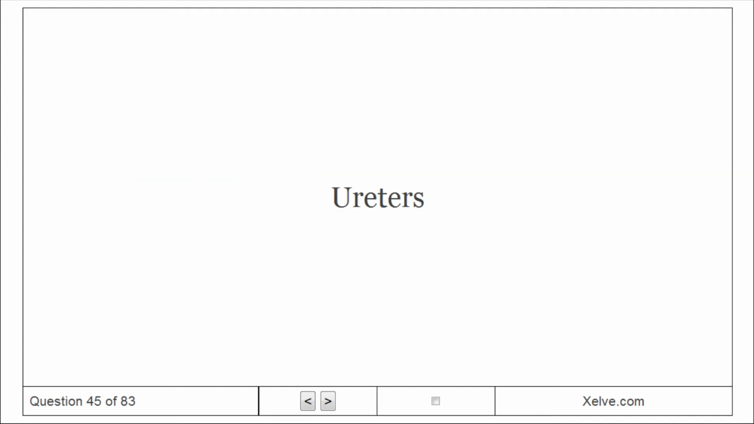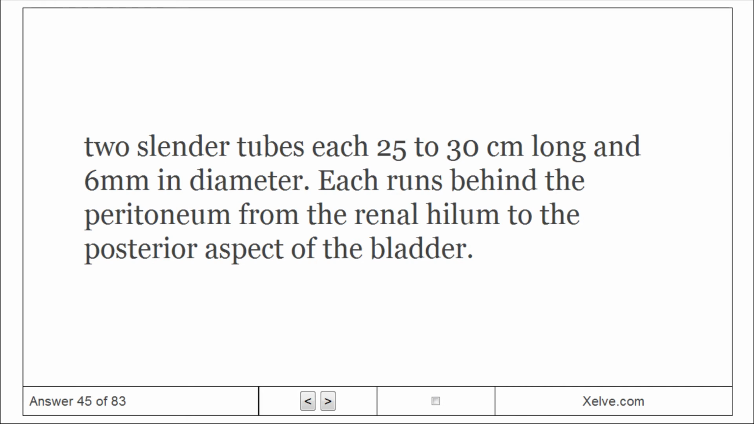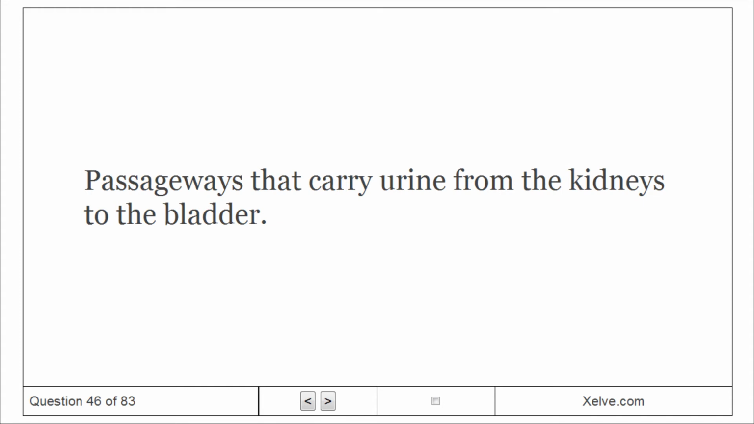Ureters. Two slender tubes, each 25 to 30 centimeters long and 6 millimeters in diameter. Each runs behind the peritoneum from the renal hilum to the posterior aspect of the bladder. Passageways that carry urine from the kidneys to the bladder.